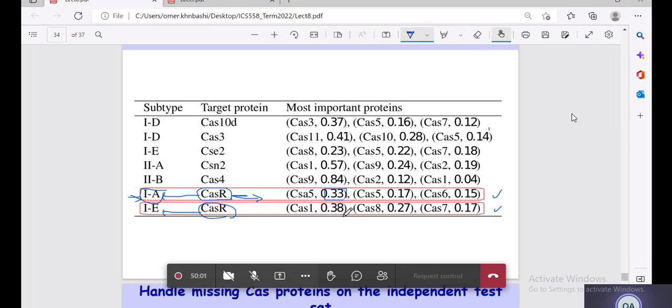Why do we want to do this? Because sometimes if I give you one protein, I want to see all the combinations of the subtypes, and then if something is missing, I already know there is something missing. For example, let's assume a real scenario for 1A: it has Cas-R, and it has Cas5, sorry for the writing, and it has Cas6.